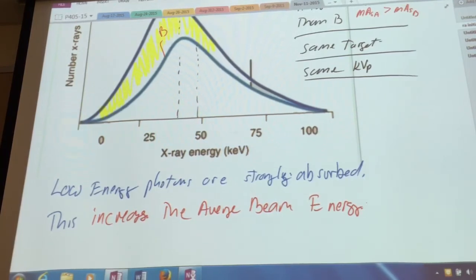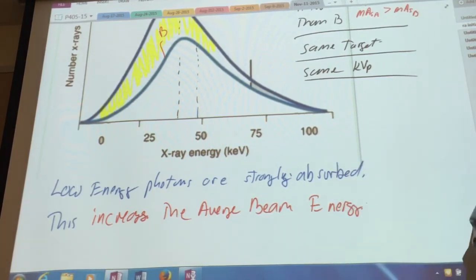Okay, so that's one of the little harder things conceptually in this chapter, to get used to the idea that you can change the average without changing the maximum. And you're changing the average by removing the low energy photons. And so now your average beam energy is larger, and your beam is more penetrating now. Or it's also expressed as a harder beam.